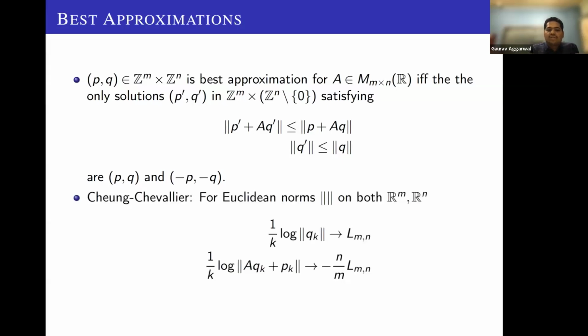And Cheung and Chevallier proved that if you take the norms on R^m and R^n as the Euclidean norm, then the denominator Qk, it's not actually a denominator, it's a vector, but roughly it plays the role of a denominator, so I will call it that. Even in high dimension, this denominator follows a log exponential growth. And the error term also decreases exponentially. And they satisfy a certain relation between them.